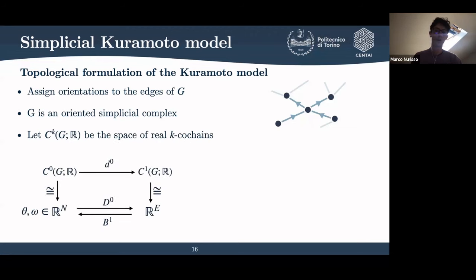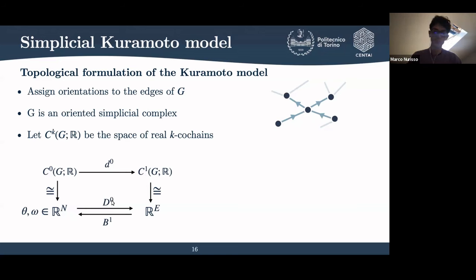In particular, you can define cochain spaces on a graph, just the 0 cochain space and the 1 cochain space, which are just real functions respectively on the nodes and on the edges. And from this, it is easy to see that the phase configuration, which is an assignment of a phase to each node, can be described with a 0 cochain.